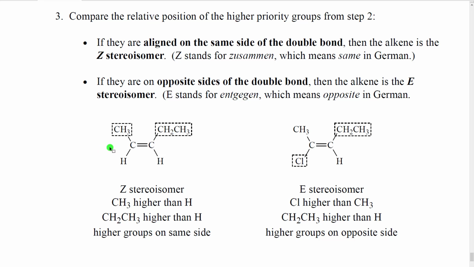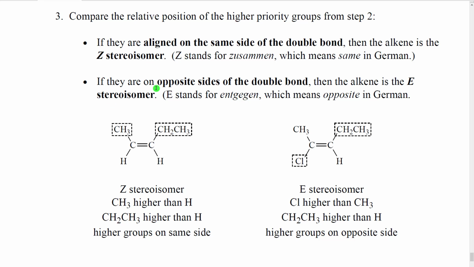We're going to look at how they are related to the bond axis of the carbon-carbon double bond, very similar to what we did in cis and trans. So if the two higher priority groups are aligned on the same side of the double bond, then the alkene is the Z stereoisomer. If they are aligned on opposite sides of the bond axis of the double bond, then the alkene is the E stereoisomer.